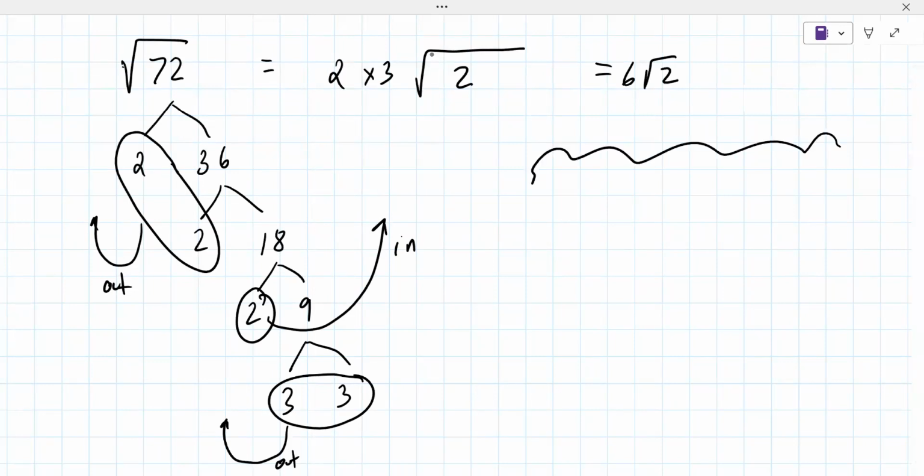So take a look at that. Let me know if you have any questions. Otherwise, I'm going to give you one to try here. Yeah, I think I can do it. All right, so square root of 48, that is for you to do.